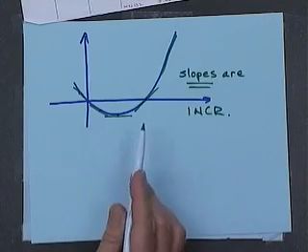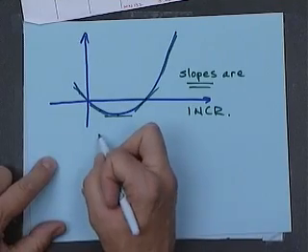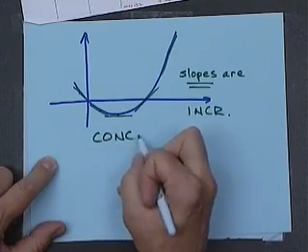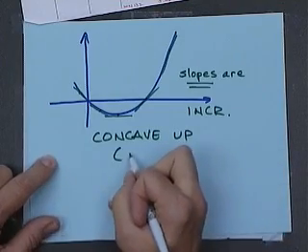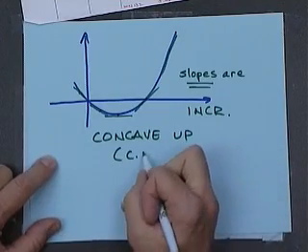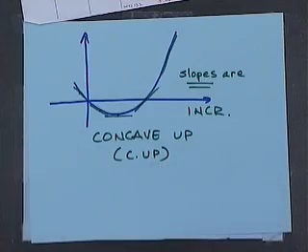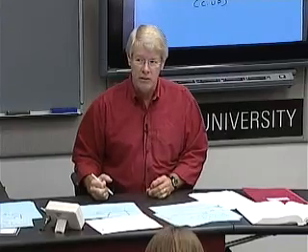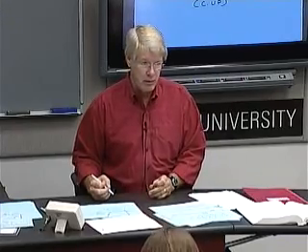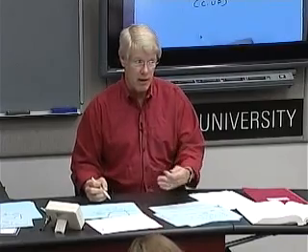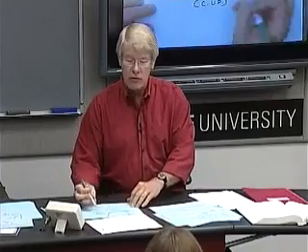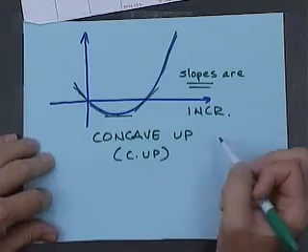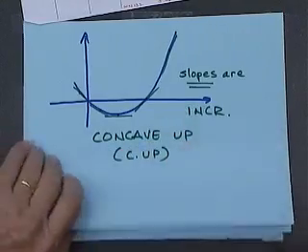And what is this shape called? Concave up. Wonderful abbreviation. C up, which is kind of what it looks like, right? Kind of looks cup shaped. We don't have that nice abbreviation with the other one, but we do have it with this one. So if the slopes are increasing from left to right, it has to have this shape.